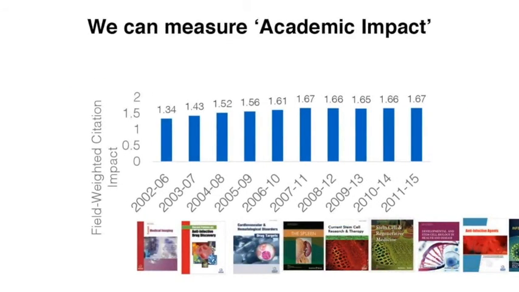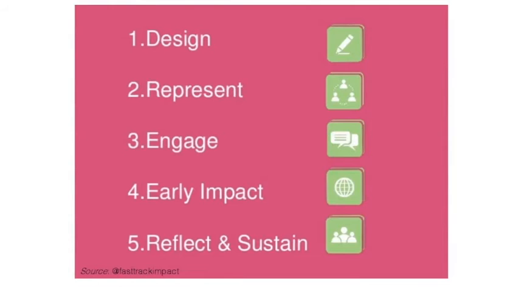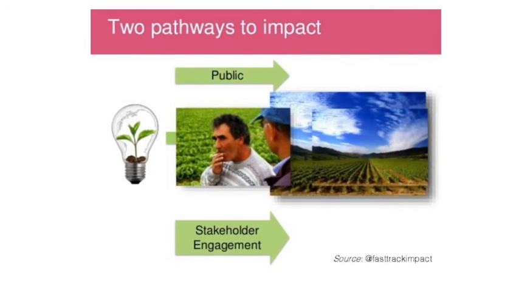And academic impact is increasingly important, as you can see on this slide, even though researchers find it less and less of a thing that they want to worry about. Institutions, governments, and grant funding agencies are still very interested in assessing you based on your academic impact. But how you design, represent and engage your early impact, and how you reflect on and sustain your research as a professional academic, is also so important.